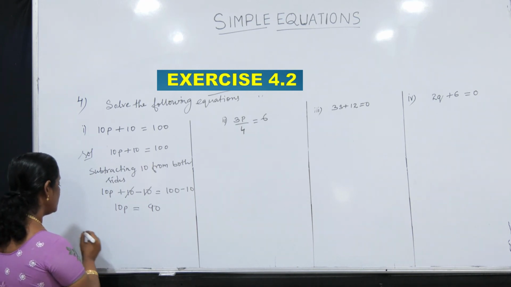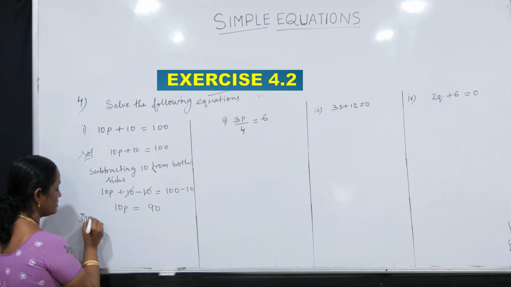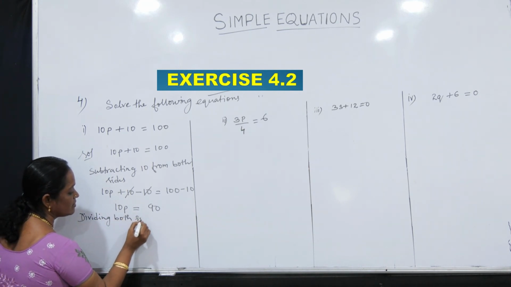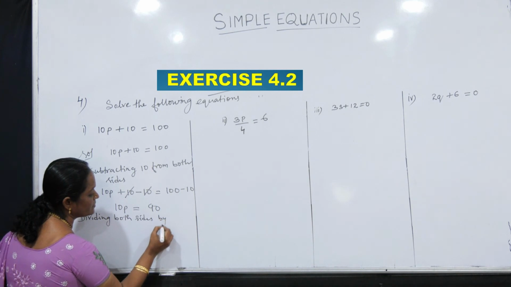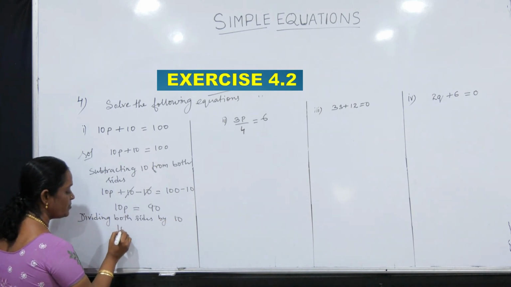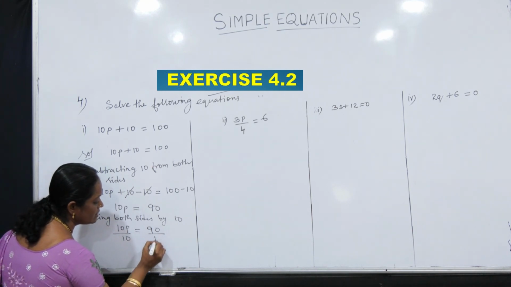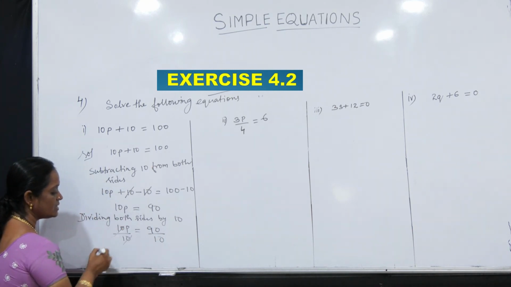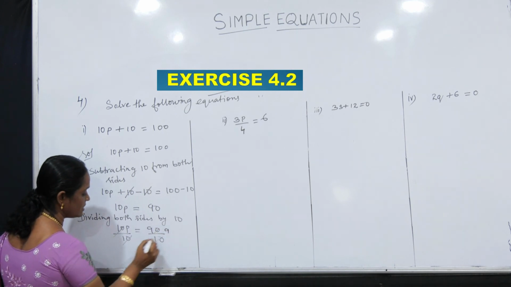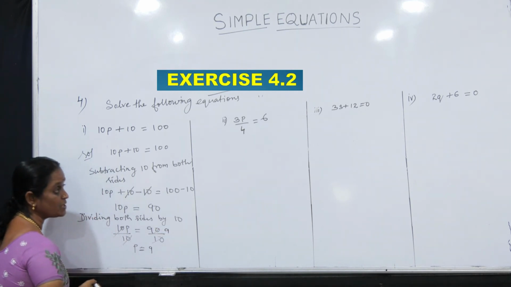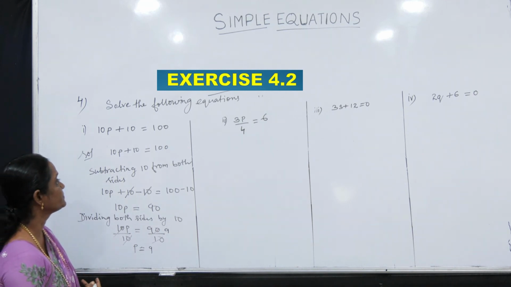Now students, dividing both the sides by 10. 10p divided by 10 is equal to 90 divided by 10. Here we will cancel this 10. 10 nines are 90. So the value of p is 9. The solution to the equation is p equal to 9.